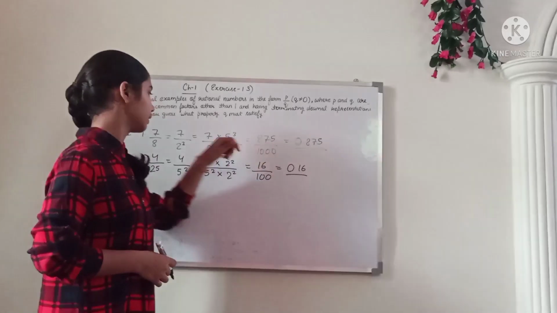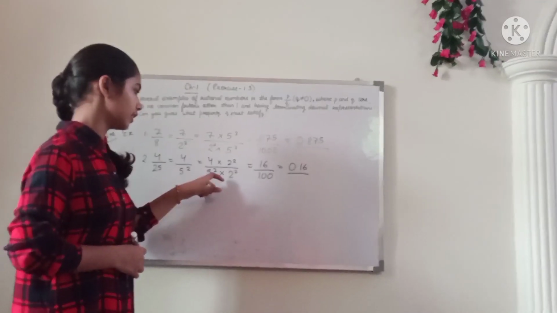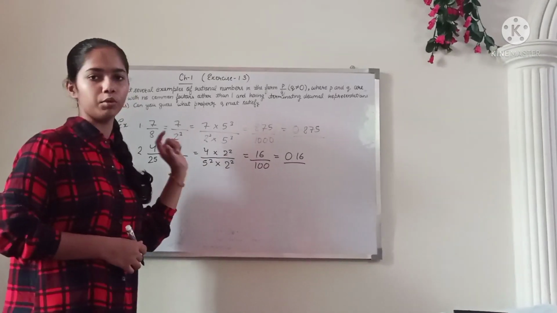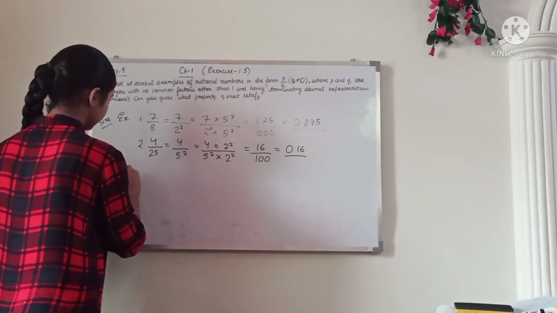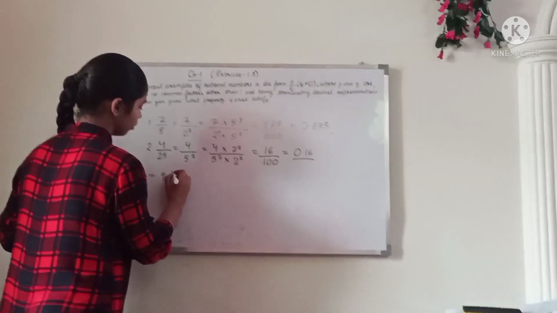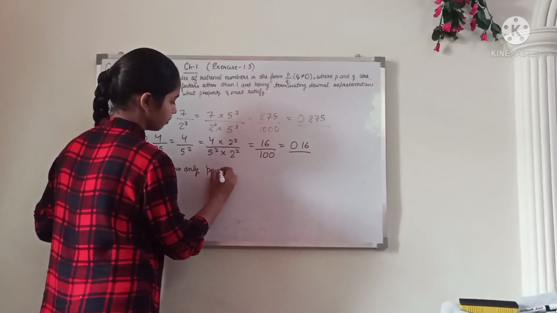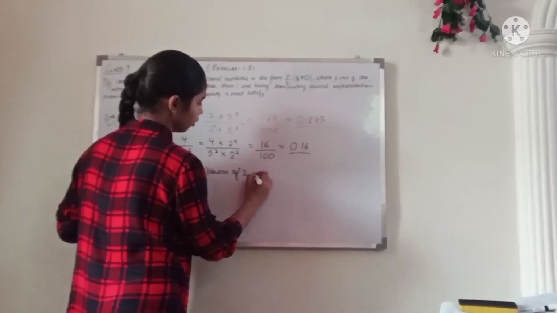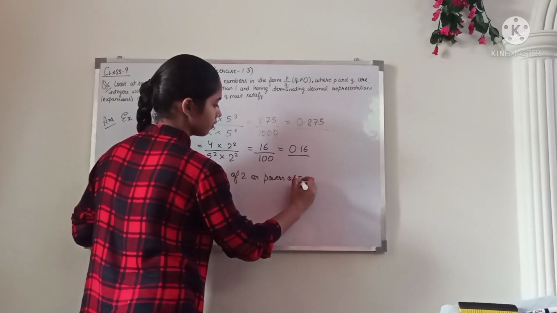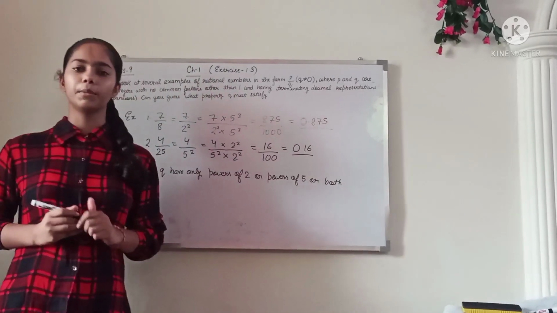What we can observe is that q must satisfy only the powers of 2 or the powers of 5 or both. So the property is: q has only powers of 2 or powers of 5 or both. Okay, now coming to the seventh question.